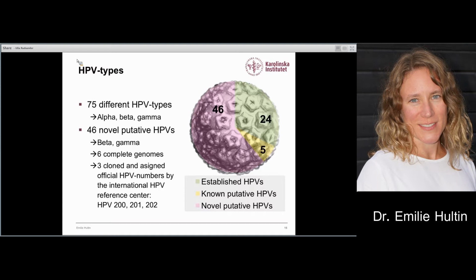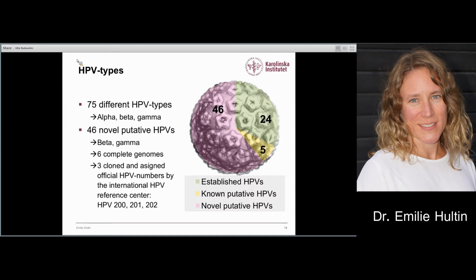They belong to both alpha, beta, and gamma genera. And you can see the distribution between how many we found that were established. The green one, 24, are known putative HPVs, but most of the types we found, 46, were novel putative HPV types. These belong to beta and gamma genera.